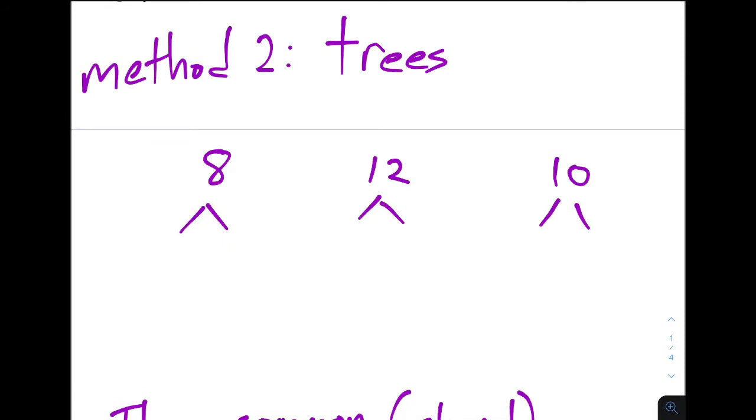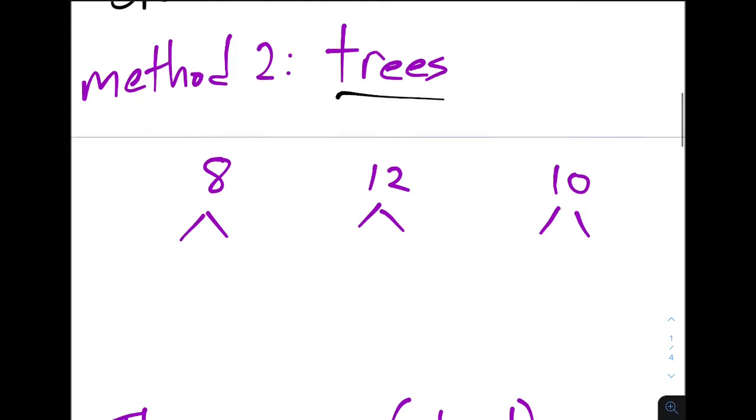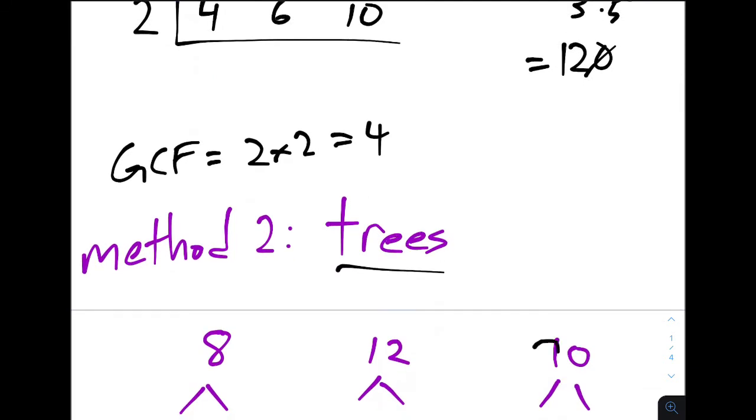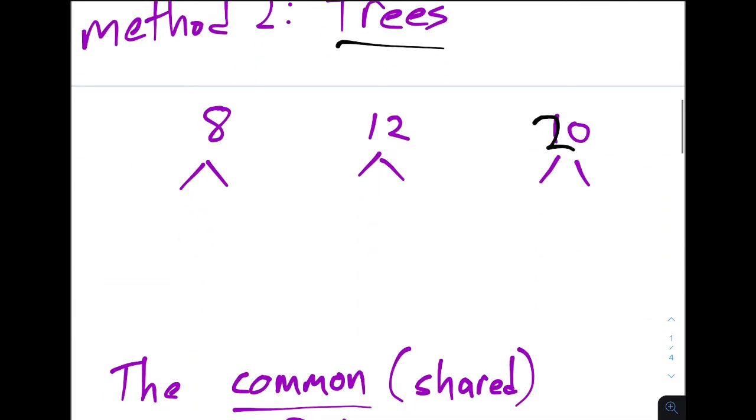The second method is going to be the tree method. It doesn't have to be with the trees. It's just finding all of the prime factors of each of these numbers. I know the tree method is popular, so I'll do it. So again, we start with our 8, 12, and that's not 10, is it? It was 20. Let's make it 20. I wrote that out wrong, sorry. For 8, 12, and 20.